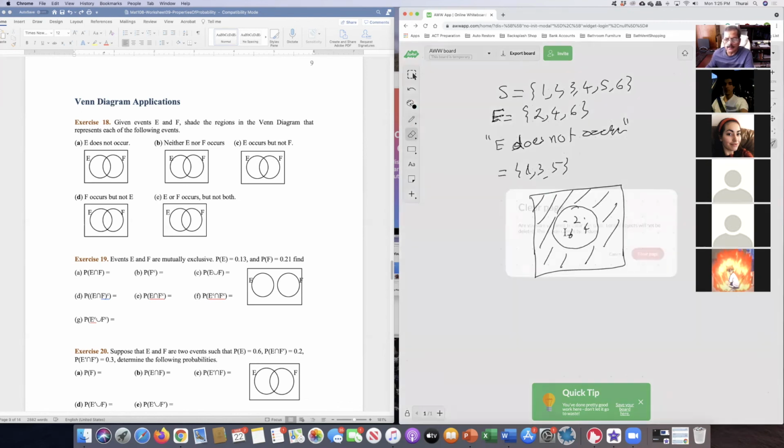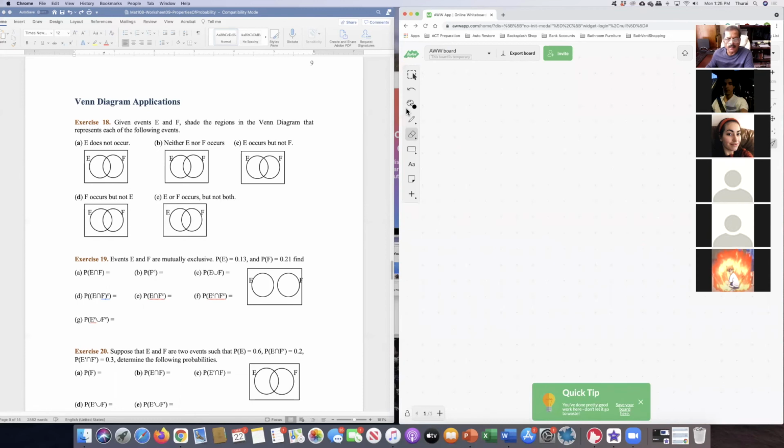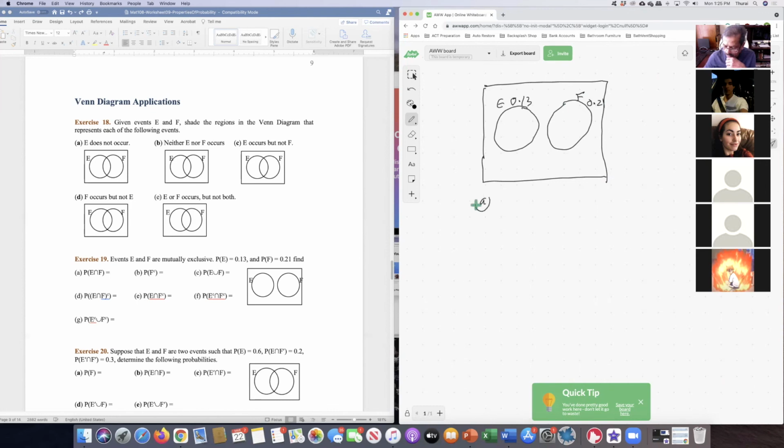Okay, so let's go to the board and put it on the Venn diagram. I have two circles, but they are not sharing anything. The probability of E is 0.13. Probability of F is 0.21. First question: what is the probability of E intersection F? What's the answer? 0.